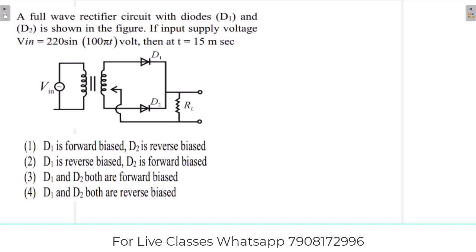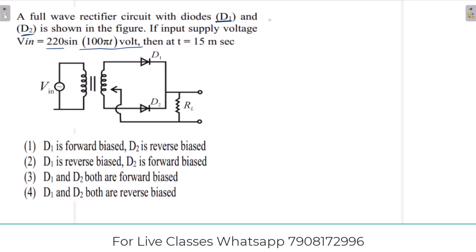A full wave rectifier circuit with diodes D1 and D2 is shown in the figure. If input supply voltage V in is equal to 220 sin 100 pi t volt, then at t equal to 15 millisecond, what will happen to the diodes? That is, which diode will be forward bias or reverse bias? We have to find at t is equal to 15 millisecond.